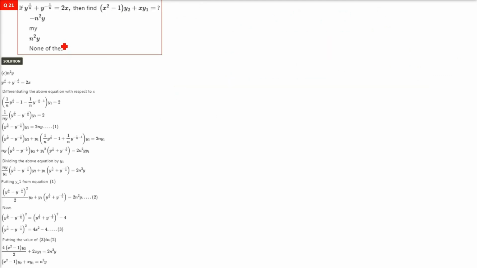Now here you have to see, because there are certain things which will be in between, and that will be used in the later part. Alright. So there are certain steps which will be used for the later steps. So we have y raised 1 by n plus y raised minus 1 by n. This is equal to 2x.